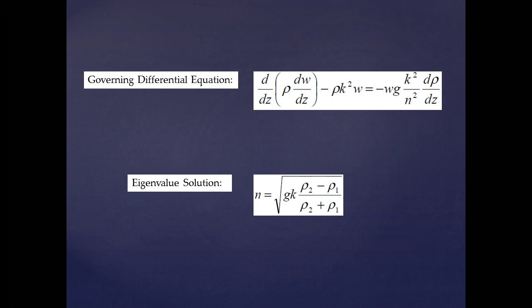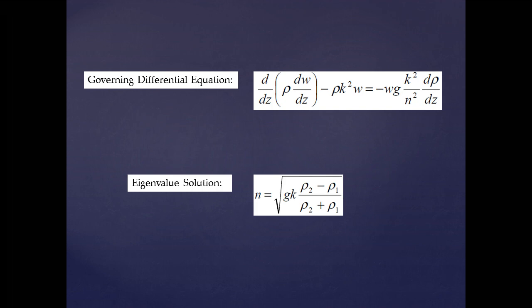The system is unstable if the denser fluid is above the less dense fluid, so if rho 2 is greater than rho 1, and it is stable if the less dense fluid is above the denser fluid, so if rho 2 is less than rho 1. This physically makes sense, and we'll see this in the demonstration. The system also depends on the wave number, and this is something that could be tested by carrying out this experiment with different container sizes. Now let's finally move on to the demonstration.